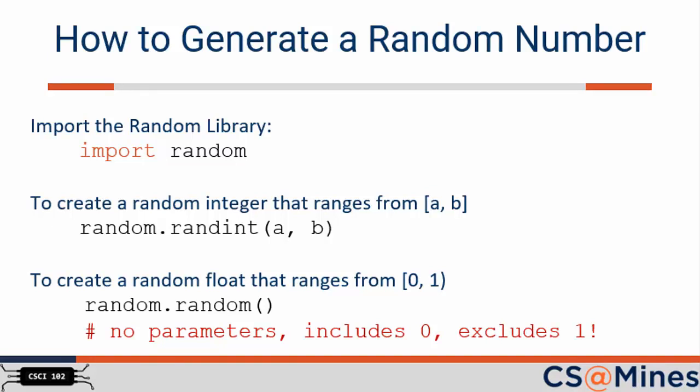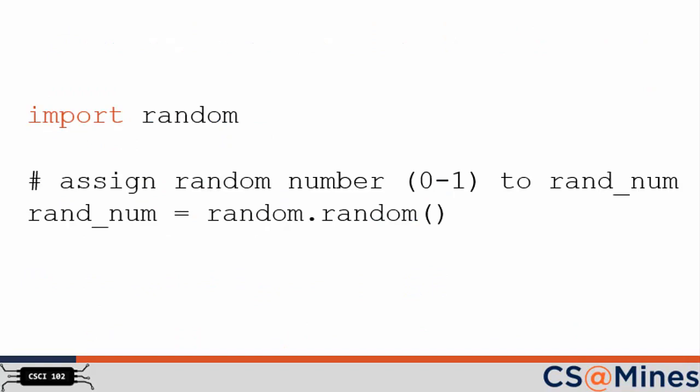To generate a random float, we use the random function, which returns a number between 0 and 1, exclusive of 1. This means that 1 cannot be chosen as one of the random numbers, but 0.9999 can, for example. So, to get a random number in your program, you need to import the random library and call one of these two random functions. Both of the random functions return a random number that you can then assign to a variable, as the example shows on this slide. In other words, when this code is executed, randNum will be a random floating point number between 0 and 1.